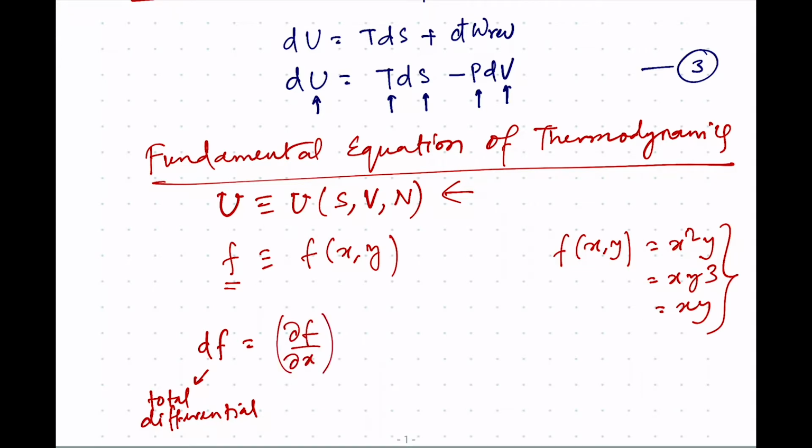For example, the change in f with respect to x at constant y multiplied by dx, or the change in f with respect to y at constant x multiplied by dy. You can notice that here f is a function of two variables. If I talk about f as the height of a mountainous area, then you have to specify both x and y in order to talk about the height.